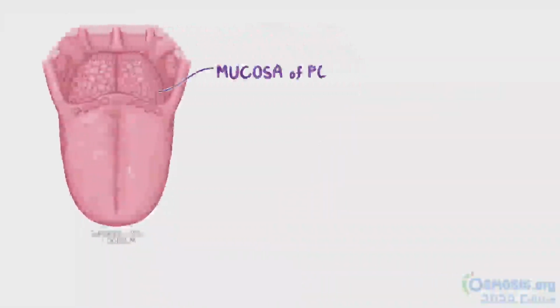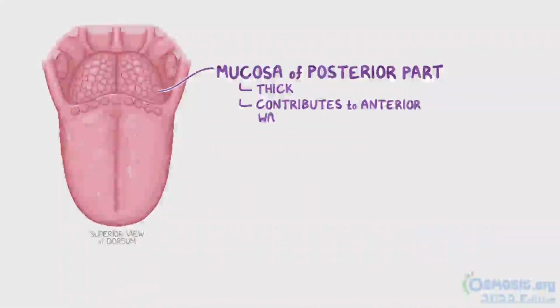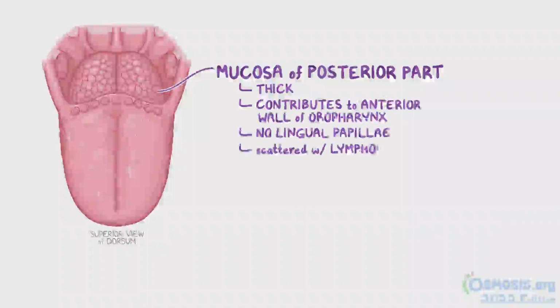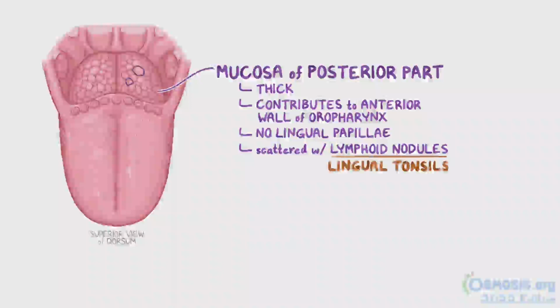The mucosa of the posterior part of the tongue, situated posterior to the terminal sulcus, is thick and contributes to the anterior wall of the oropharynx. It presents no lingual papillae, but it's scattered with lymphoid nodules, which give it a cobblestone appearance. These nodes are collectively known as the lingual tonsils, and they are involved in the immune response to oral pathogens.